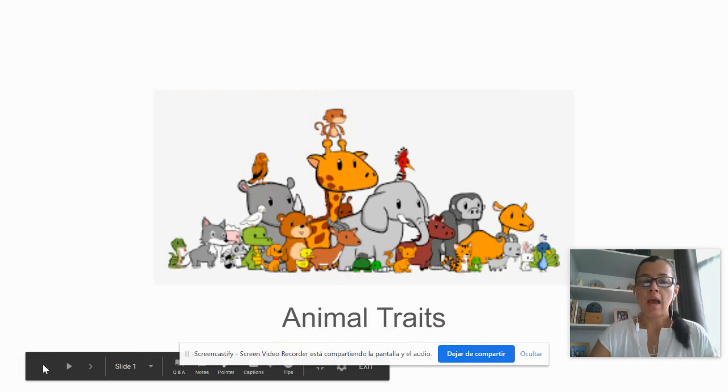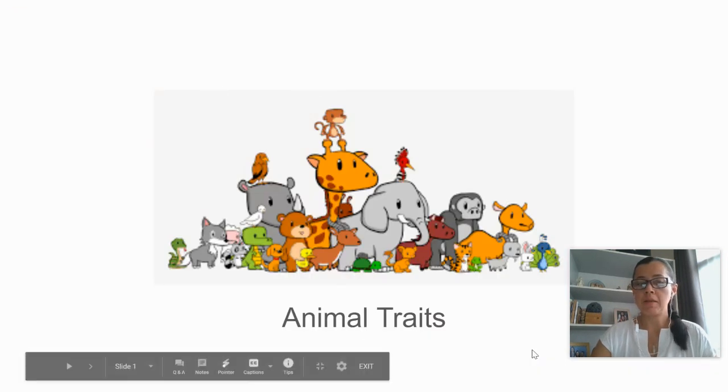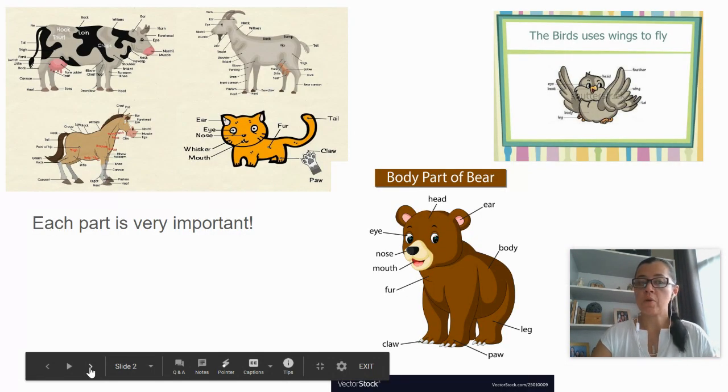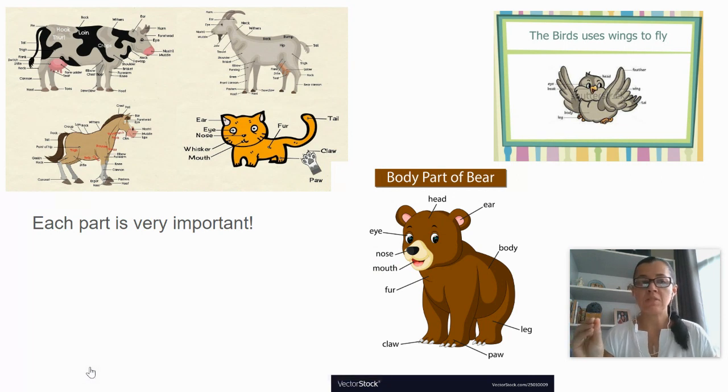Let's begin. Animal traits. Okay, so that's basically our unit. Okay, everything that animals have that it's important to know. So the first part, remember that we studied the animal parts, not specifically the parts of each animal. What we want you to understand is that each part of the animal is very important.